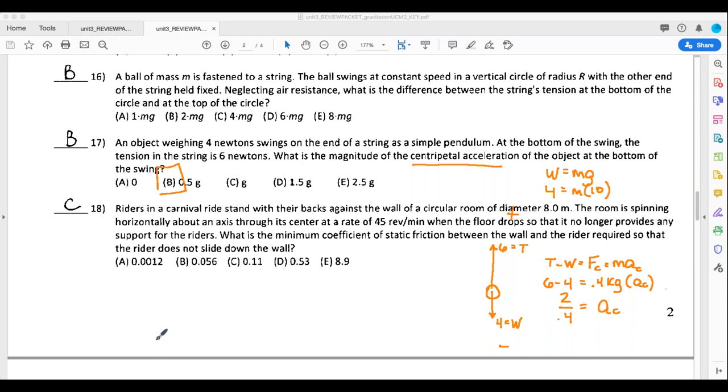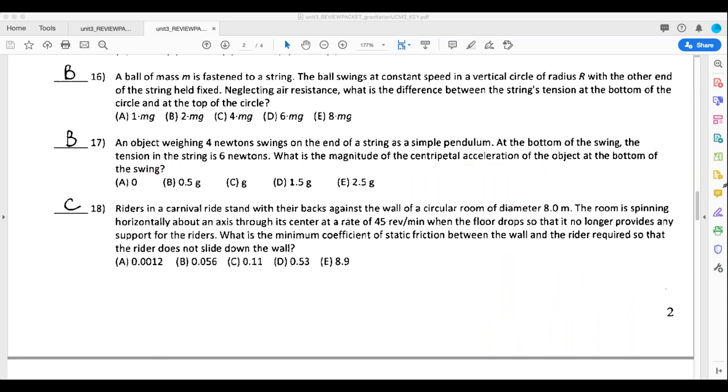Number 18 says, carnival riders do this carnival ride with their backs against a wall. This is the ride called Turkish Twist at Canobie Lake Park. Here's the cylinder that I'm going to try to draw. And here's the person. I forget which one of the sections it was, but we were able to take a look at this problem. So here's the person wearing a baseball cap. Okay. So what are the forces acting on the person?